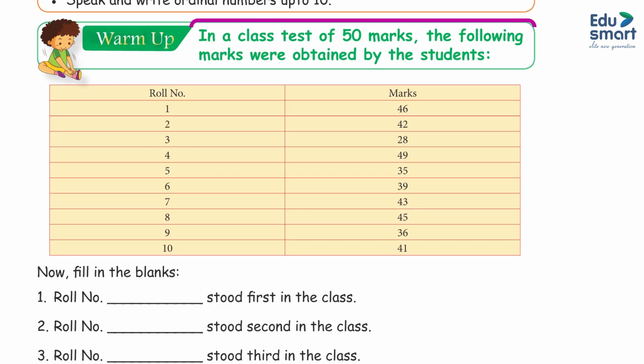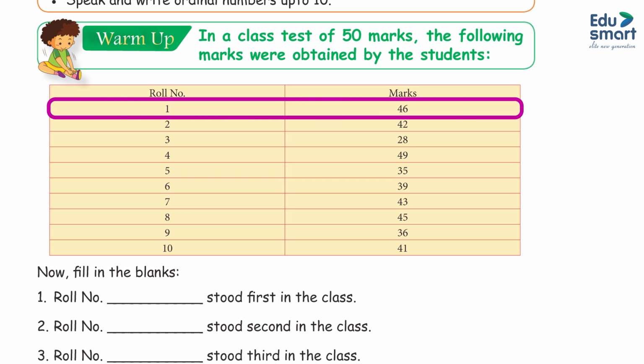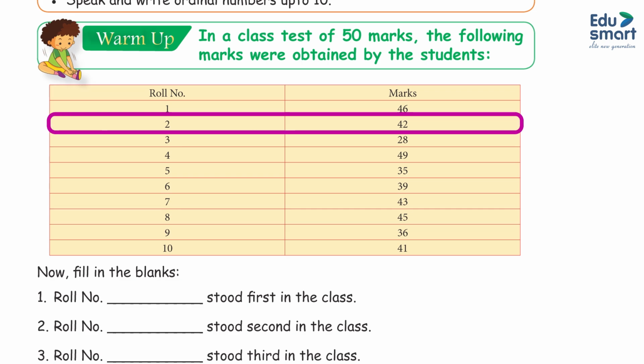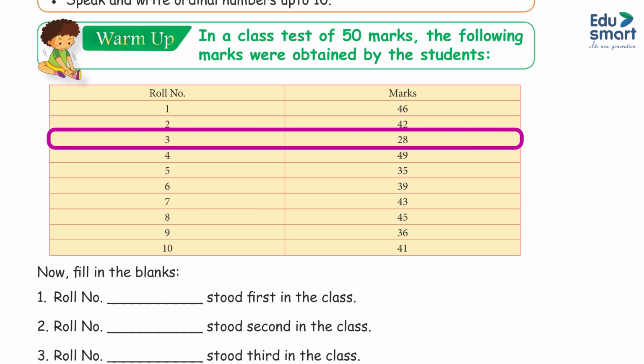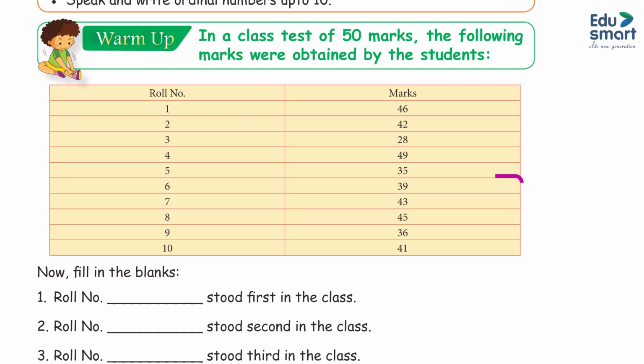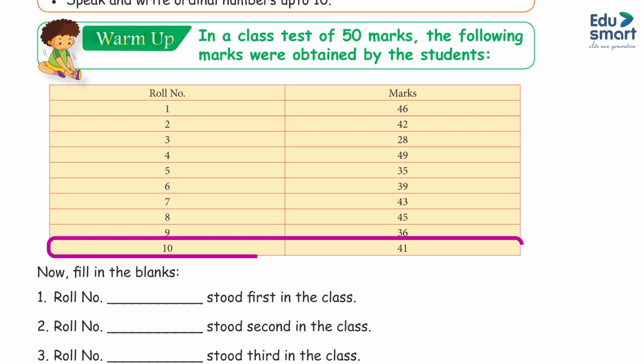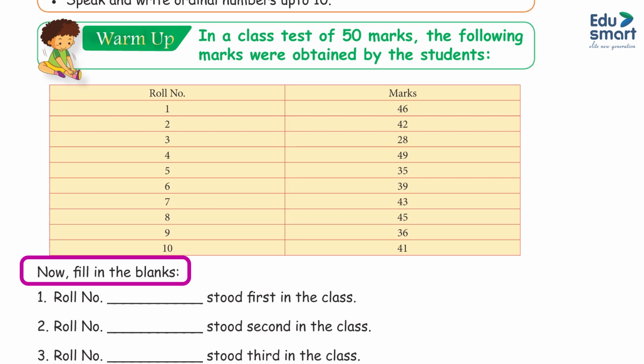Warm up. In a class test of 50 marks, the following marks were obtained by the students. Roll number, marks: 1, 46; 2, 42; 3, 28; 4, 49; 5, 35; 6, 39; 7, 43; 8, 45; 9, 36; 10, 41. Now fill in the blanks.